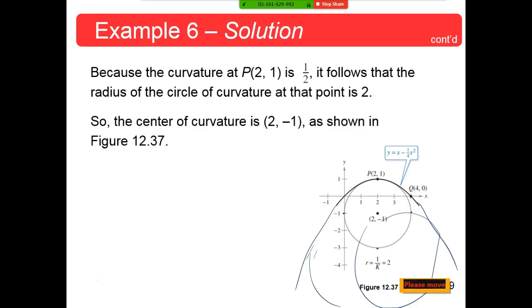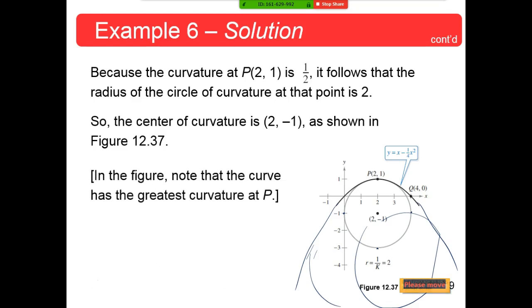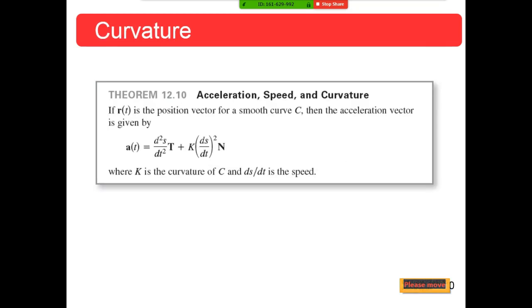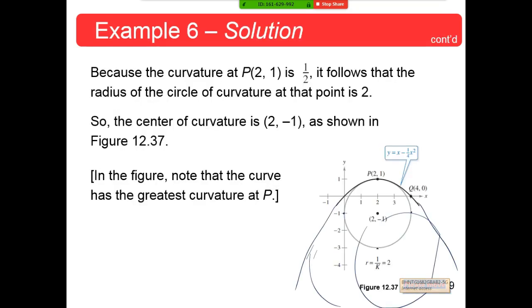Okay. I think that's through with example 6. Oh no. In the figure, note that the curve has the greatest curvature at P, the smallest circle at P, because the greatest curvature is the smallest radius. Okay, I hope I asked my question correctly, but that's what I was trying to get at. Smallest radius because it's the largest curvature. In fact, it's turning more quickly there than it is anywhere else. All right, moving on to page 861. Were there any questions on that before we left it?